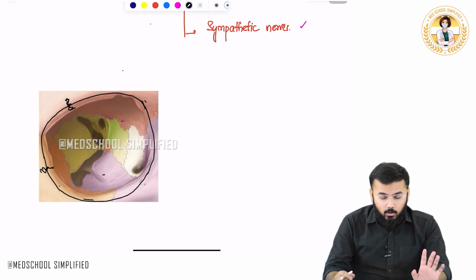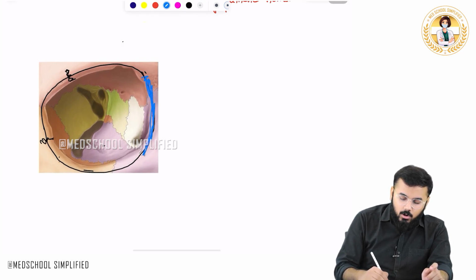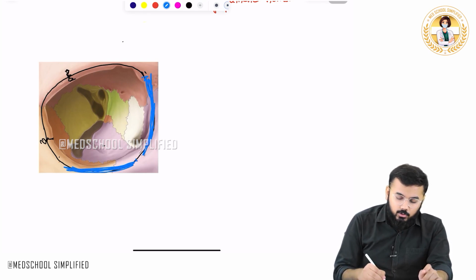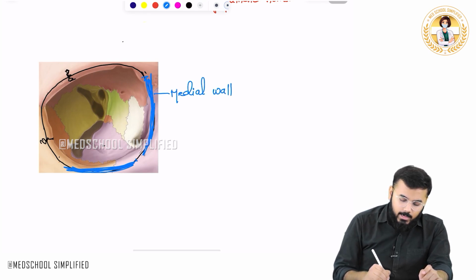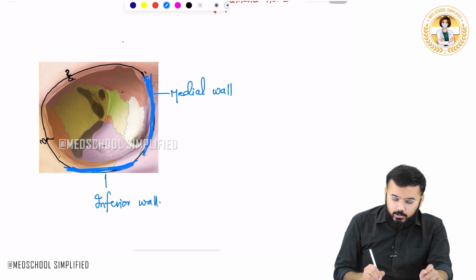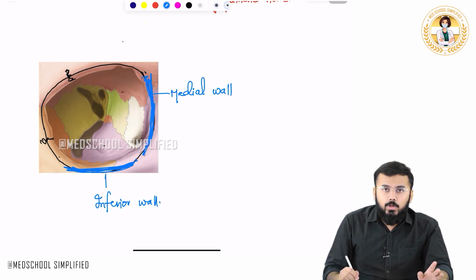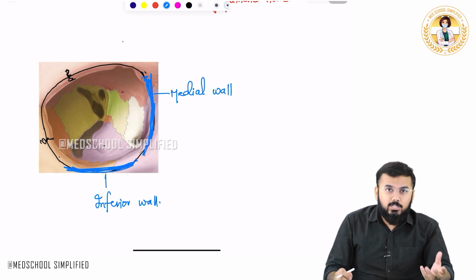Now, which is the medial wall and which is the lateral wall, guys? See, this wall is called the medial wall, and this wall over here is called your inferior wall, right? So there are two walls: the medial wall and the inferior wall. What I am trying to tell you is that the medial wall and inferior wall are the weakest walls, and these walls are more prone to fracture.